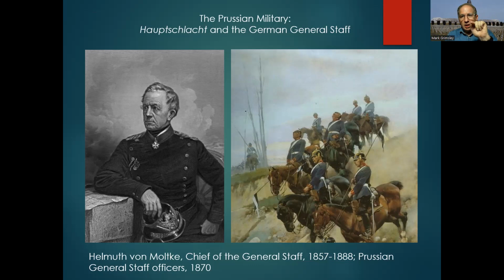But one of them was the creation of a general staff, where you had officers, these guys on the right, these are Prussian staff officers, the brightest officers, who were especially selected and educated to understand war, the management of violence to a very high degree. And at the top of the general staff was the chief of the general staff, and during the Franco-Prussian War, this was a guy named Helmuth von Moltke.